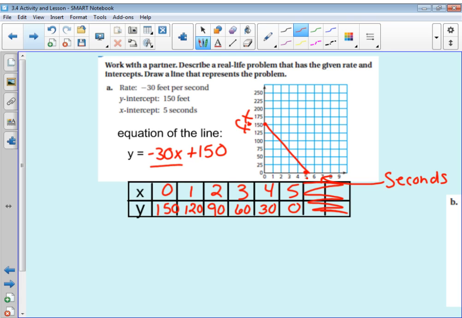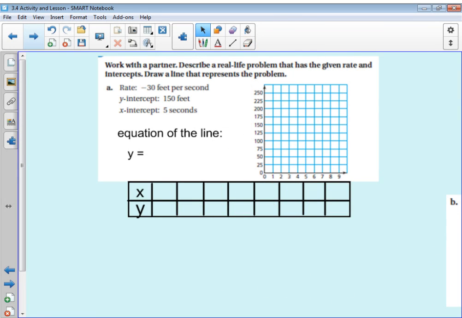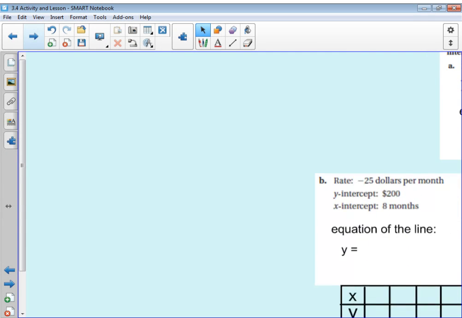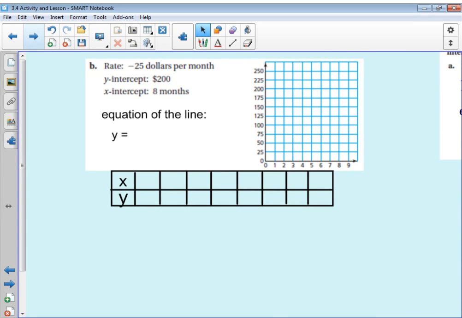Okay, so in here we went ahead and wrote our equation. We did our table. We labeled our axis labels. And we also drew in our graph. Okay, so I'm going to go ahead and have you work through letter B in your book, and when you're finished, you can restart your computer and check to see that you have all of your information right. So you need to graph, fill in your axis labels, write your equation, and fill in your table. Go ahead and pause your video now.